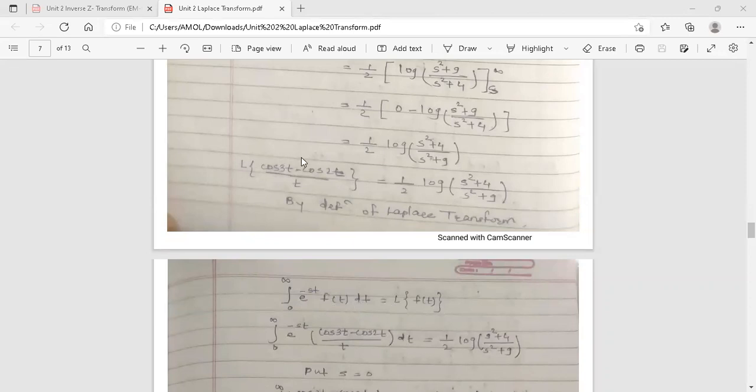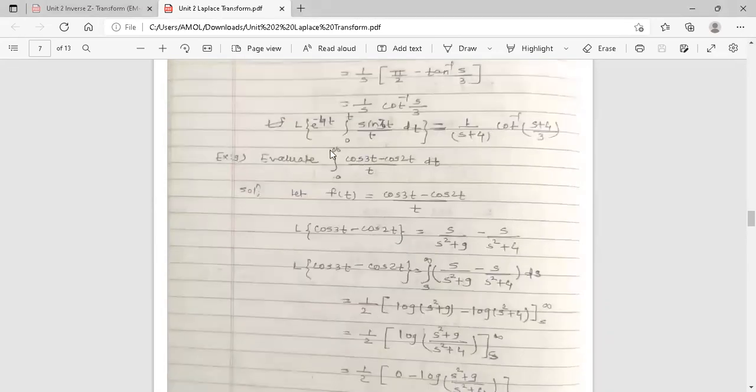Now what is f of t? f of t is this function, cos 3t minus cos 2t upon t, and what is its Laplace transform? It is 1 by 2 into log of s square plus 4 upon s square plus 9. This term as it is. Here we are using the definition of Laplace transform, which means integration over 0 to infinity of e raised to minus st times f of t, where f of t is this function, so replace it by this. The Laplace of f of t is this right-hand side.